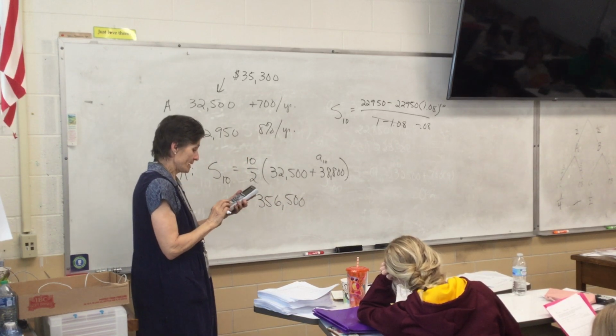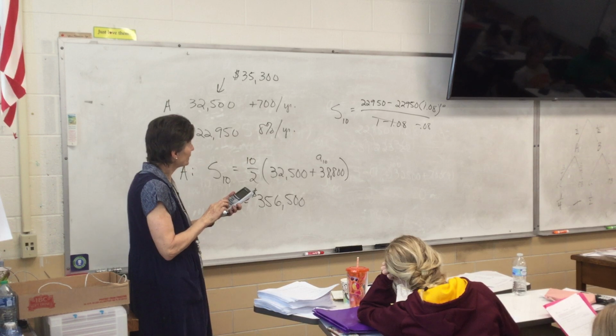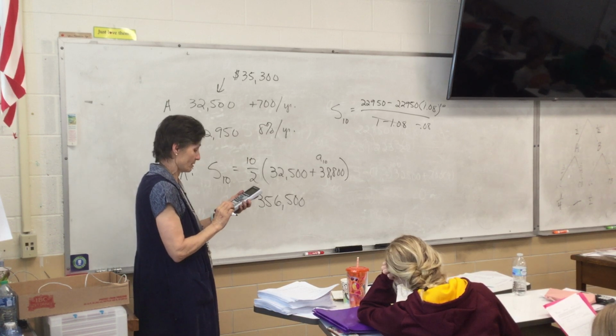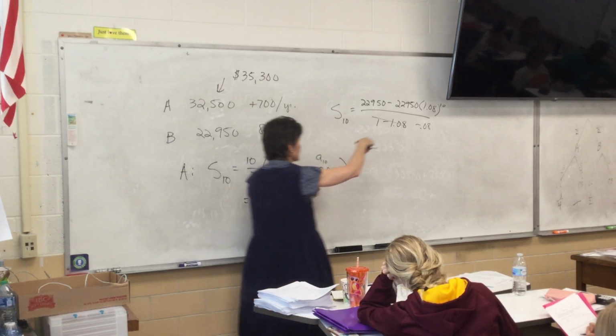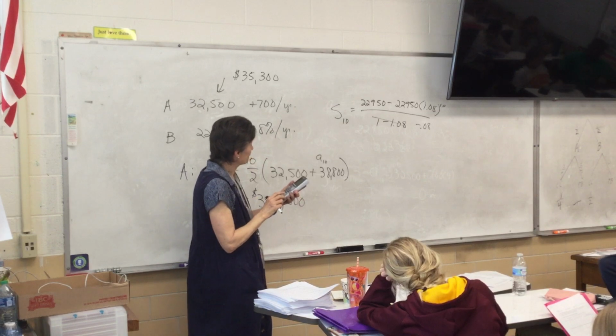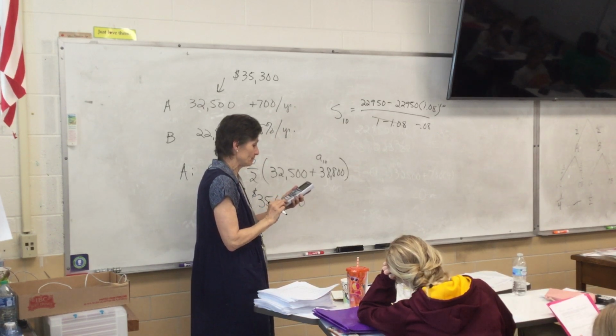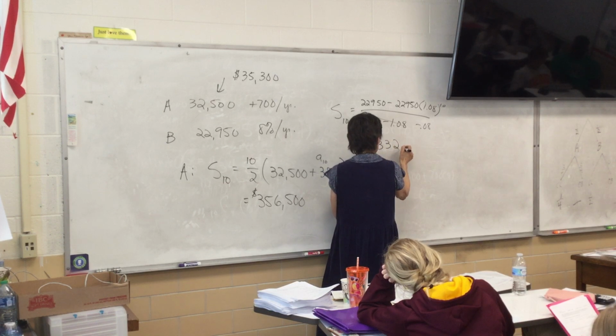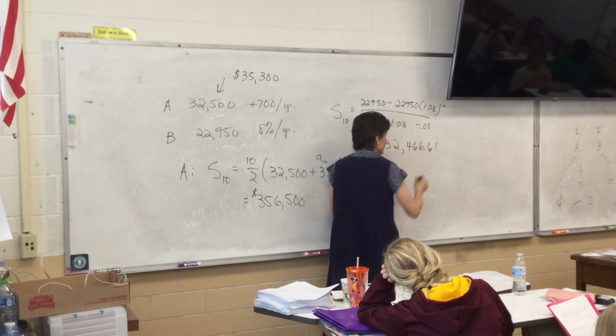22,950 minus 22,950 times 1.08 to the 10th. Make sure you hit equals. Hit equals, I can type all that in. And then divided by negative 0.08. I got 332,466.61.